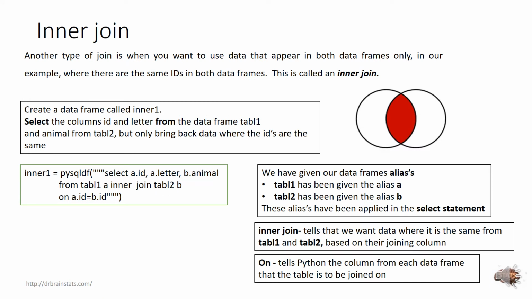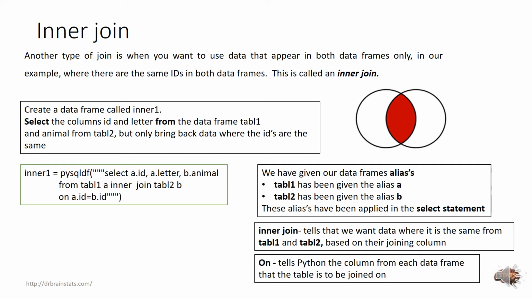Our next join is called the inner join. We're going to create a data frame called inner1. We're going to select the columns ID and letter from data frame table1 and animal from table2, but we're only going to bring back data where the IDs are the same in both data frames.